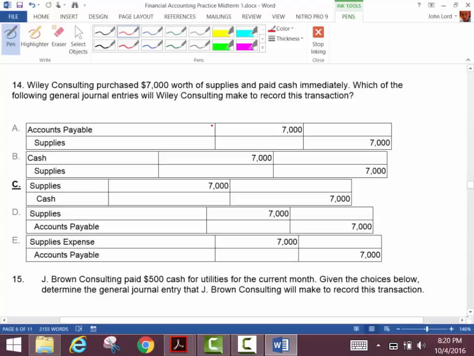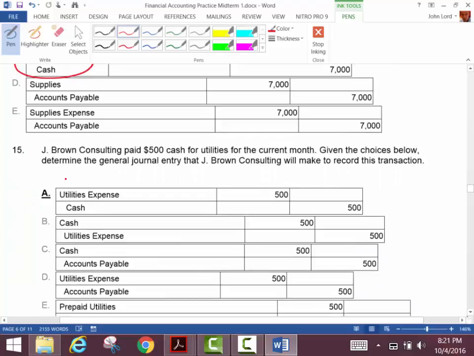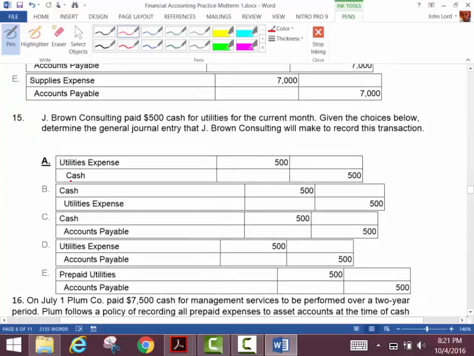Okay, so what happens now? We take a look, and we have this Wiley Consulting, and they purchased $7,000 worth of supplies, paid cash immediately. What journal entry should I make? Hello, can we make this an easier question? You got to credit cash, don't you? Okay. Brown Consulting paid $5,000 for utilities. Are you kidding me? I mean, what is this, the remedial accounting exam? You have to credit cash, don't you?